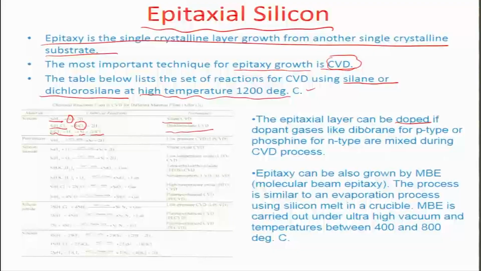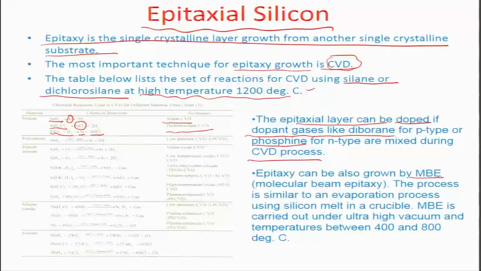So, epitaxial layers can further be doped by p type or n type material. Okay, for example, if dopant gases like diborane, phosphine are present in the same CVD system as the silane, there is a possibility that it may deposit boron defects or phosphorus defects, making it either p type or n type on the single crystalline silicon that has been grown by the CVD process.